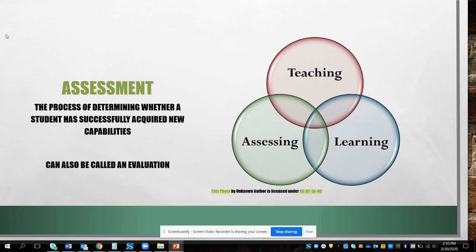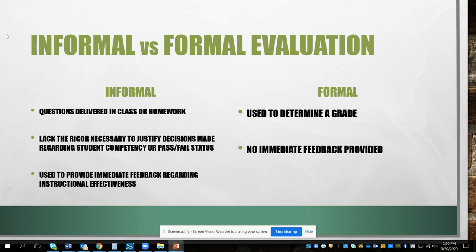So assessment is the process of determining whether a student has successfully acquired new capabilities, and we can also call this an evaluation. So there's a lot of ways that we can do that. We can do it through formal evaluation, through informal evaluation, and then each one of those learning domains has their own way that we can evaluate as well.